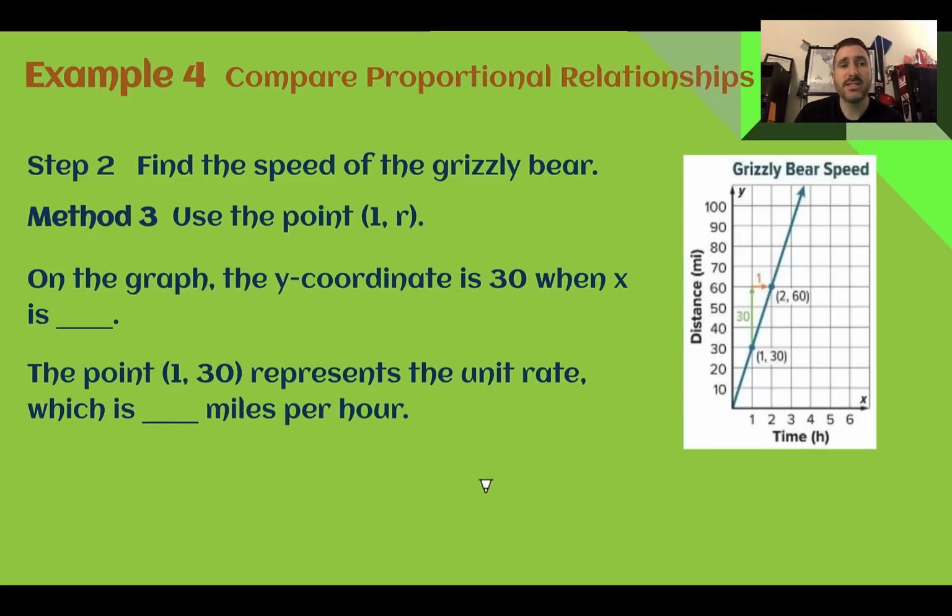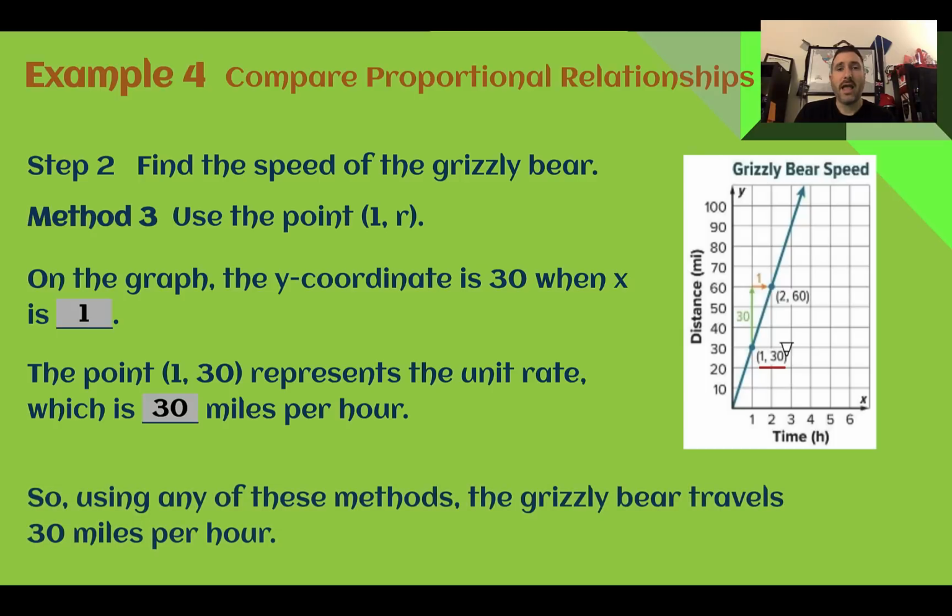A third way we can do this is using the (1, r). So that point's found right there. We find the point with 1, and then whatever r is, that is our unit rate. So the y-coordinate is 30 when x equals 1. That represents 30 miles per hour. We just showed 3 ways we can find the speed of the grizzly bear, which is our slope or our unit rate, from the graph. So no matter how we did, we find the grizzly bear is 30 miles per hour.